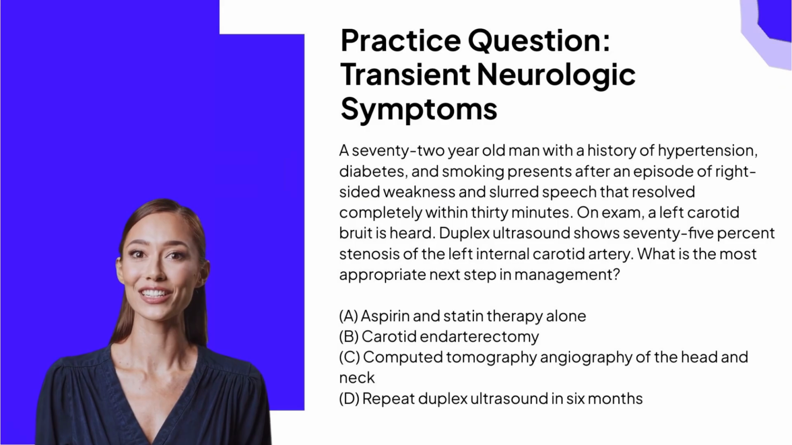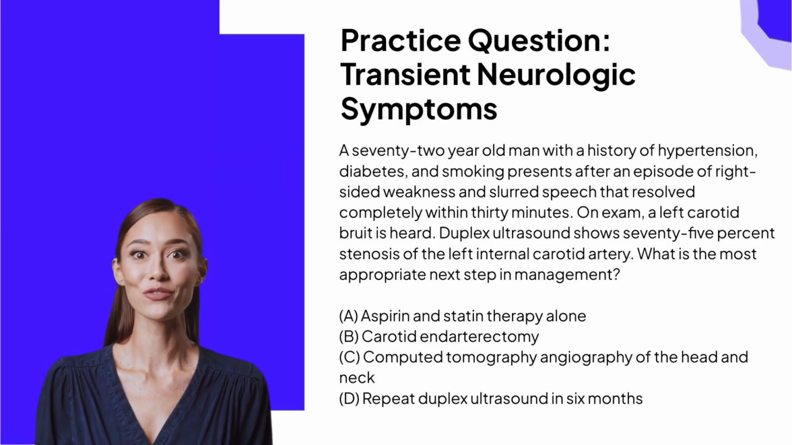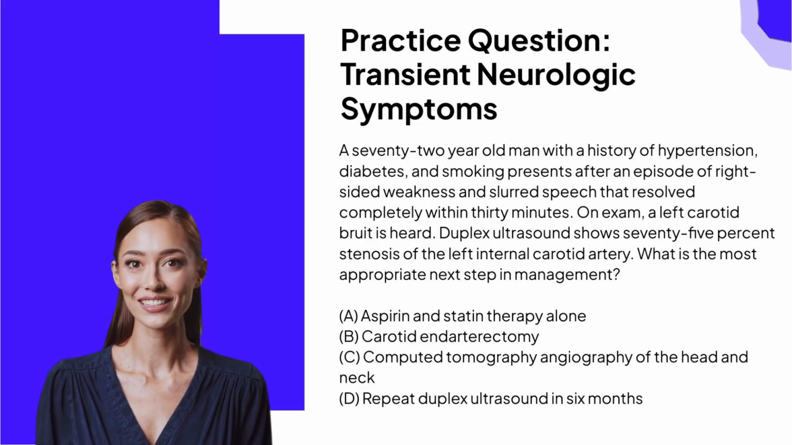Here is our second practice question. We have a 72-year-old man with multiple vascular risk factors who had a transient episode of right-sided weakness and speech difficulty that resolved within 30 minutes. This sounds like a transient ischemic attack.